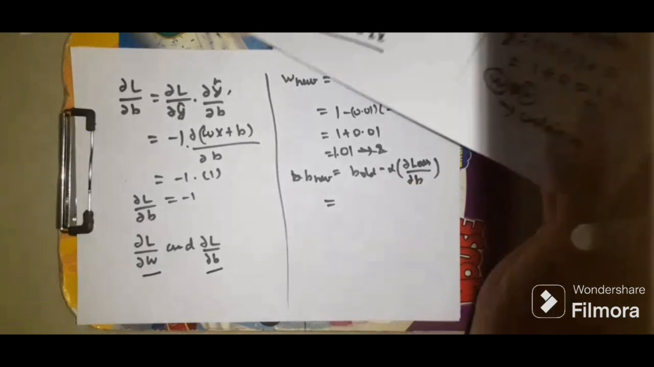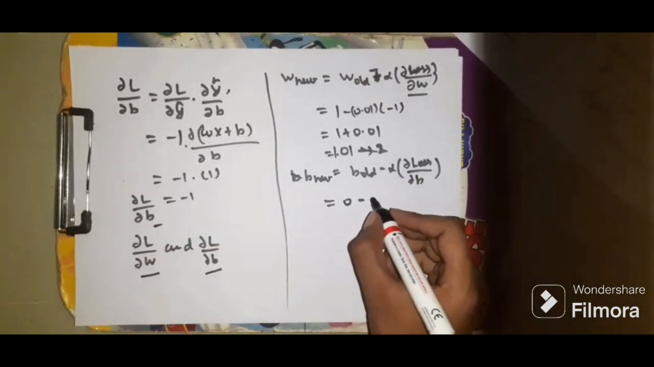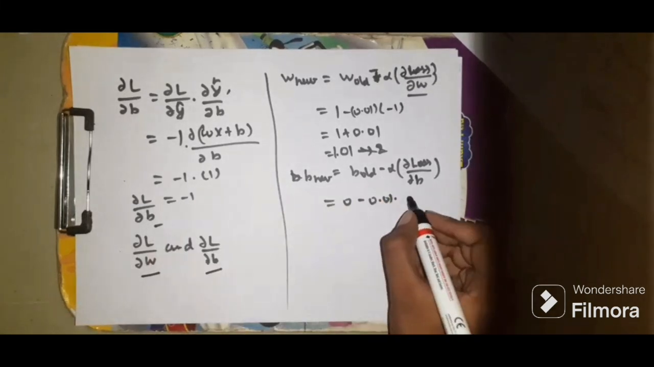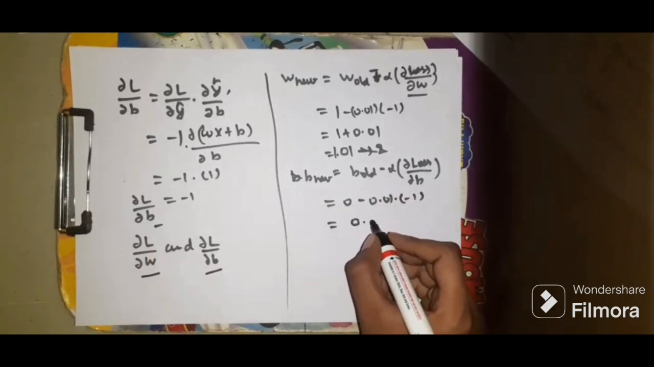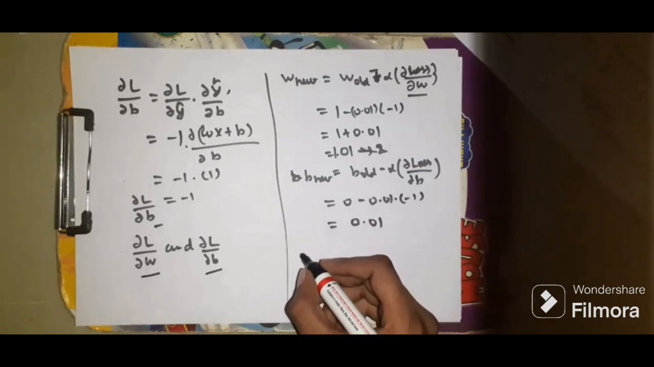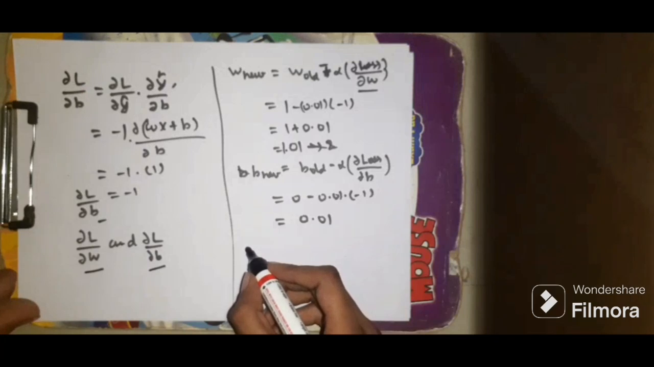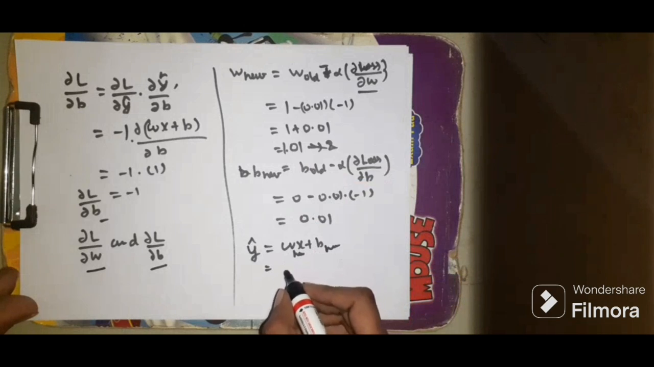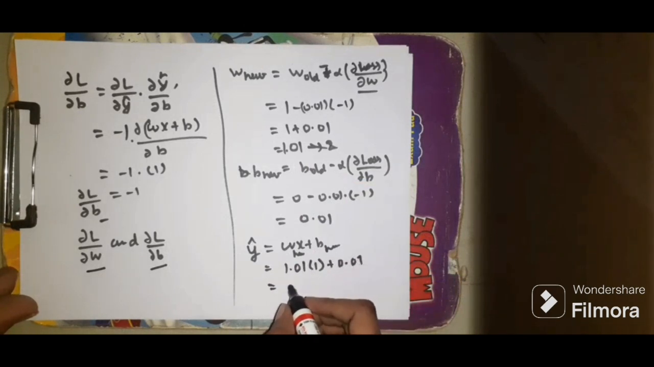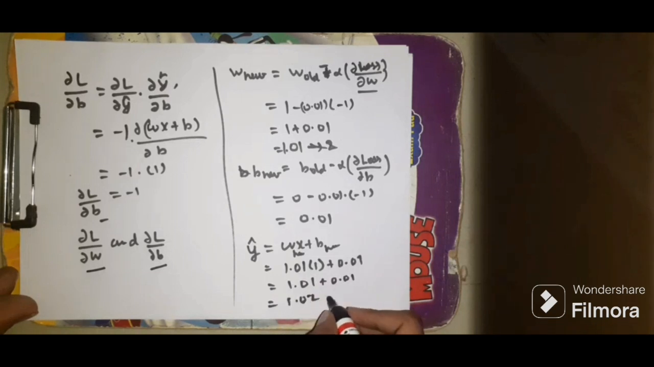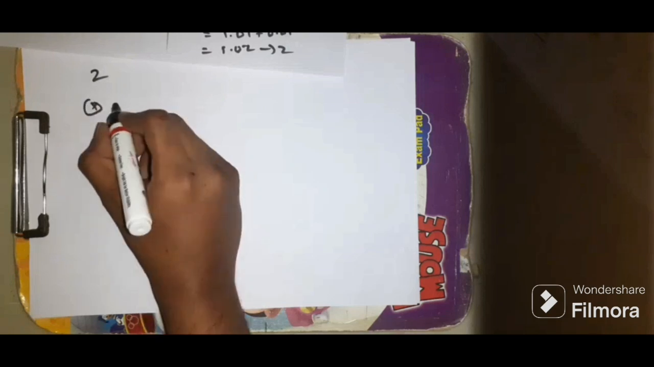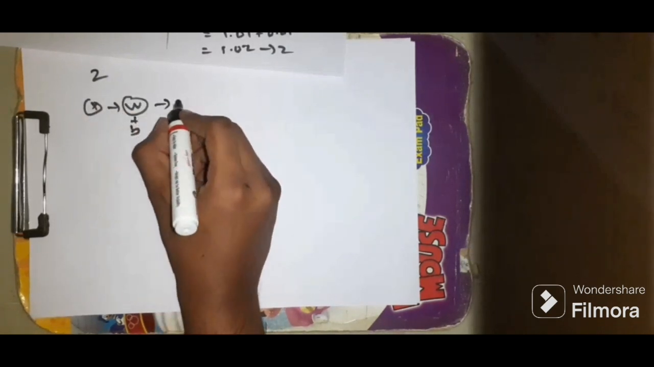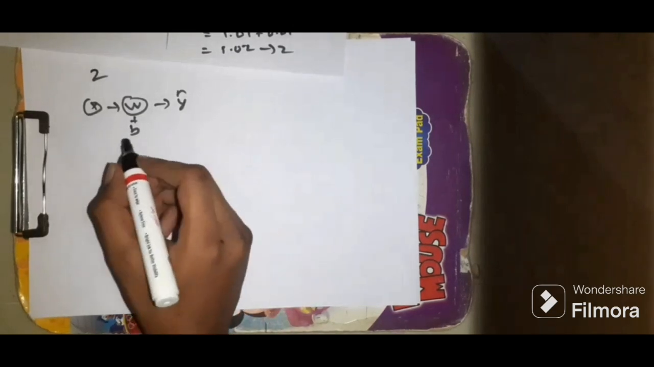The output is given by the weight multiplied by the input and adding the bias, and we have to take the derivative of this, and it gives us 1. The derivative of the loss with respect to the bias is minus 1, and now we have both the derivatives with respect to weights and the biases. We can now calculate the new weights and biases.